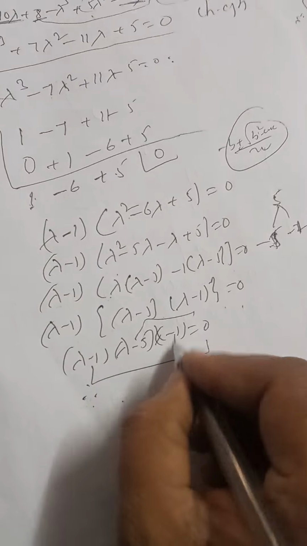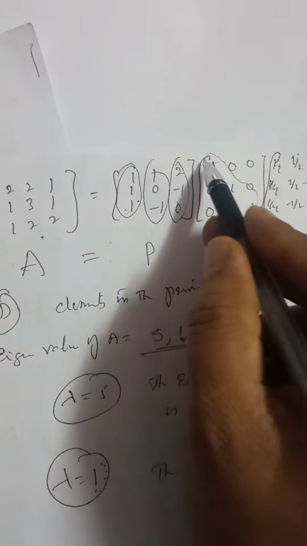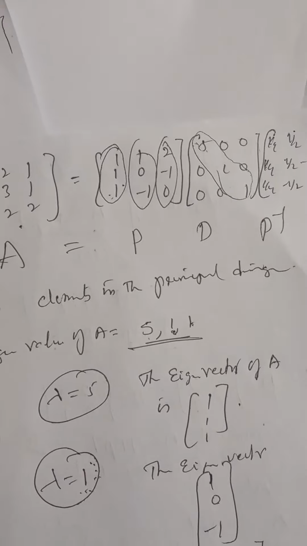See, this is the same problem, the previous problem only, I just copied it. In the previous problem, the eigenvalues are nothing but the elements in the diagonal matrix 5, 1, 1. Here order is not important. Okay, now we know how to find the characteristic values or eigenvalues.